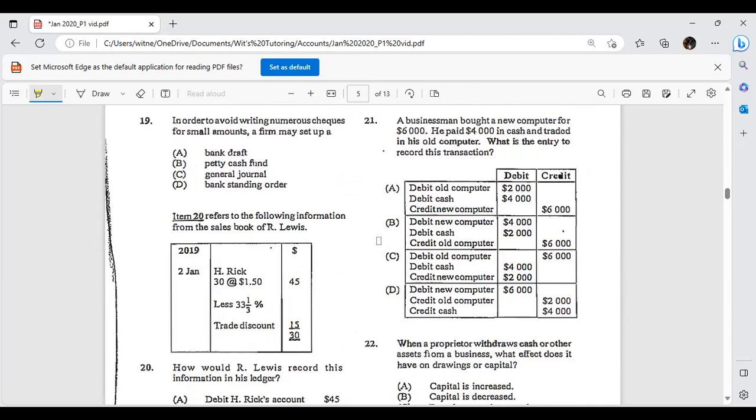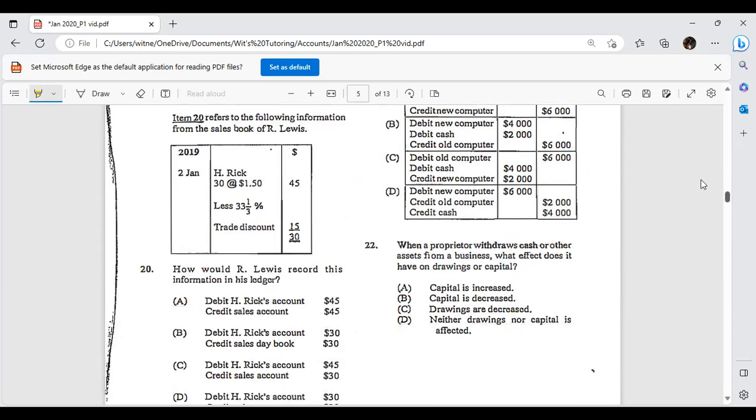Number 19. In order to avoid writing numerous checks for small amounts, a firm may set up a petty cash fund. That's the purpose of a petty cash fund. So use a petty cash fund to deal with your petty transactions, your small transactions.